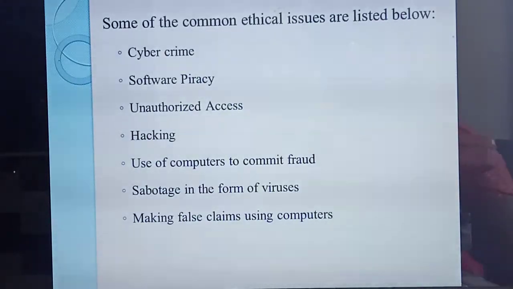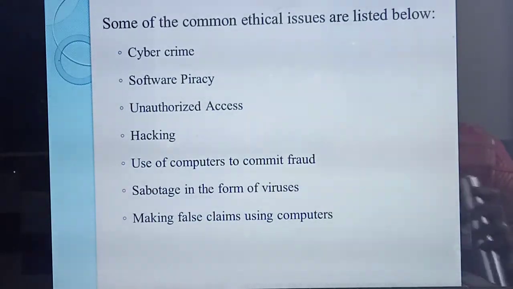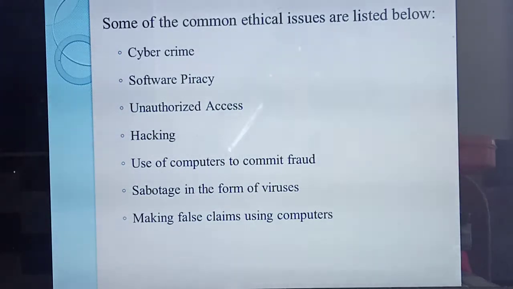So this is an important question. These are some of the common ethical issues you face while you are using the internet. What's the first issue? Cybercrime. Just write it down. Next one is software piracy. All this we are going to study in detail in the next slide.